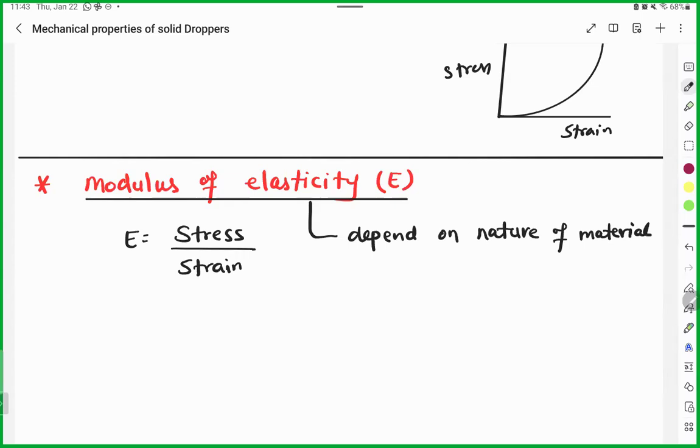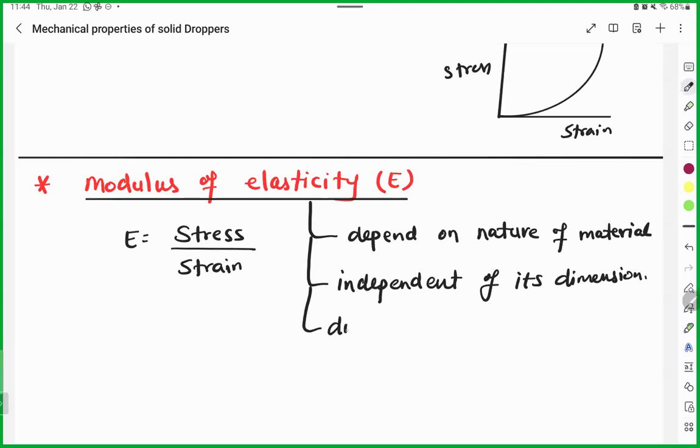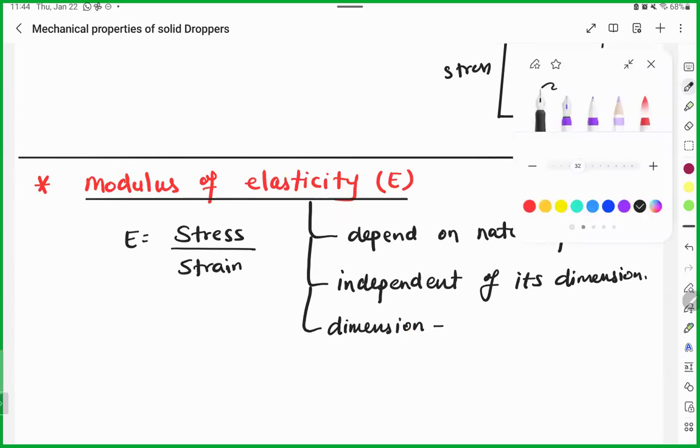For example, if you try to stretch gold, copper, and silver, all will work in a different way. Correct? It does not depend upon the dimension, length, area, volume; it is independent of its dimension. And what will be the dimension, Barinder, of this E? What will be the dimension of E?